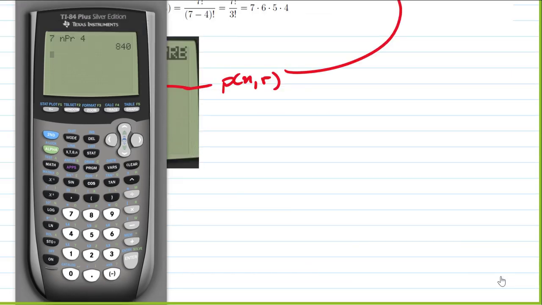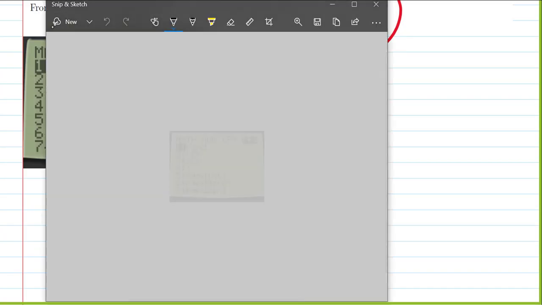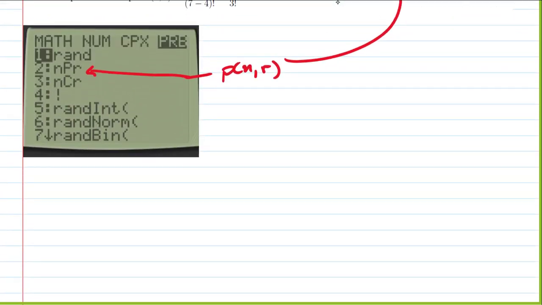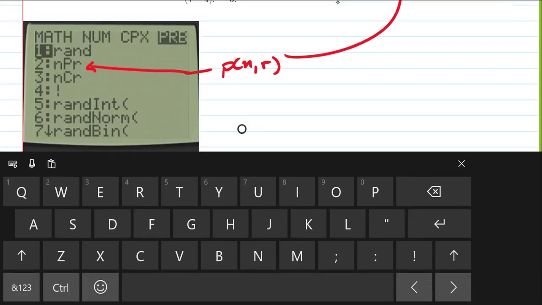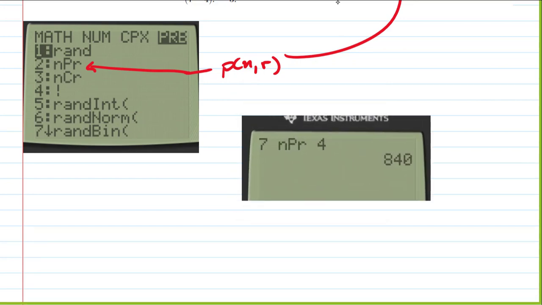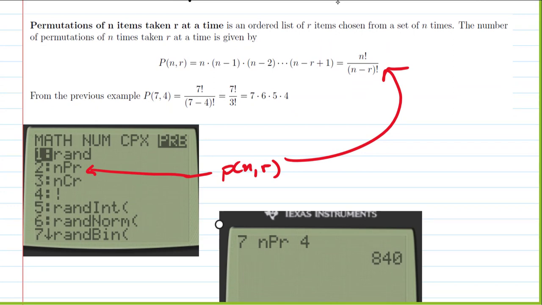So we get 7 permute 4 gives us 840, which is the same number we calculated above by doing the multiplication. So when putting it in our calculator, our format is we type the n, then we select nPr, and then we select the r. And then that will calculate it directly instead of us having to put the factorial in, which will save us a little bit of time.